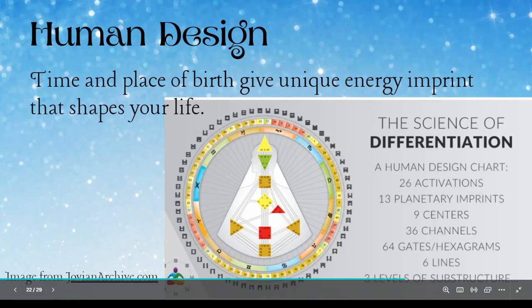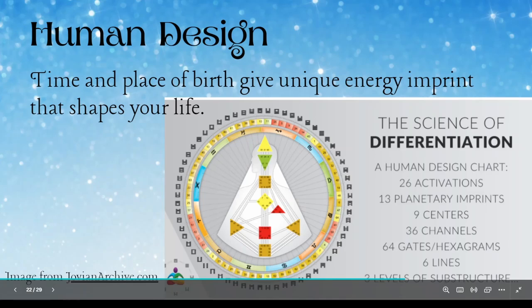So human design is, again, based on astrology because it's based on the configuration of the planets, the stars, all the celestial bodies at that particular time and place of your birth that made this unique energy imprint on your life. This image is from jovianarchive.com. This is the site of the guy who started human design, who invented it.